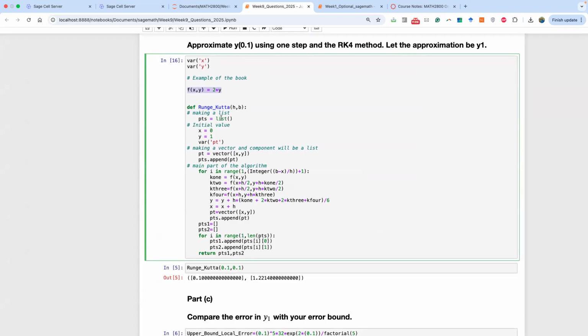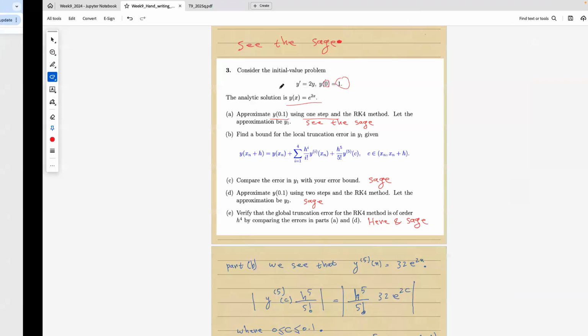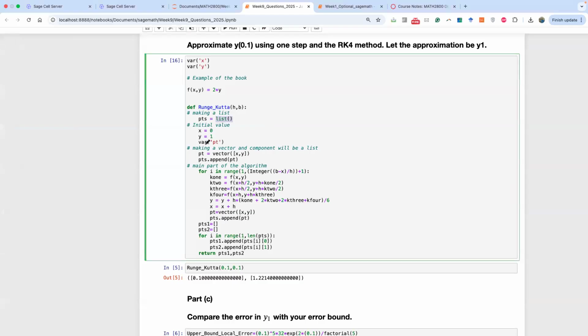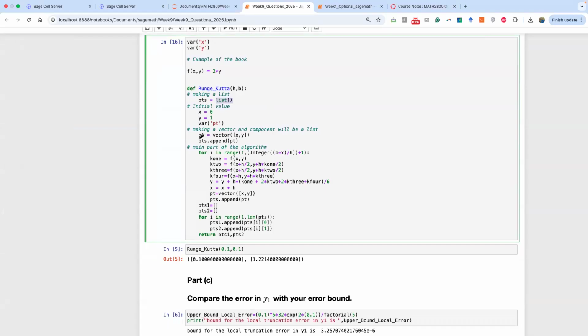PTS, instead of broken brackets, it's round brackets used in this way. So it's okay, you can do it. Y of 0 is equal to 1 because of the question. Y of 0 equals 1. So it's the same thing here. Same thing, variable PT. PT will be the points.